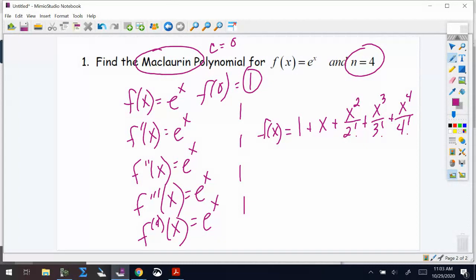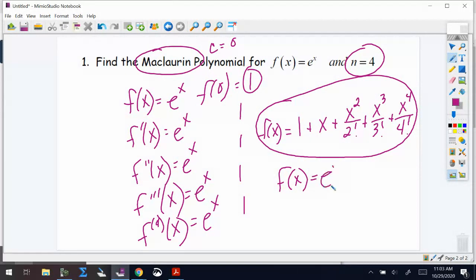Here's what you found, and it does not seem that exciting in the age of technology and graphing calculators and everything we can do. But this polynomial will be an excellent way to approximate e to the x anywhere that's near the center. So for example, if I use this polynomial, I'm going to call it, instead of f of x so I don't confuse it, p sub 4, so it's the 4th one.